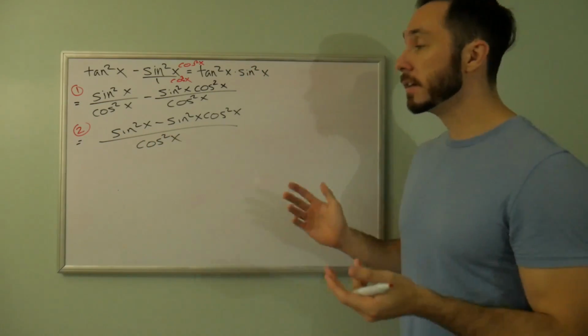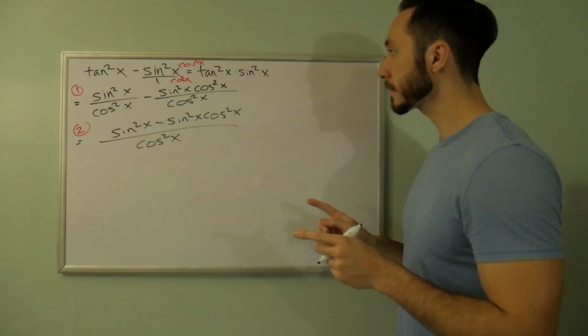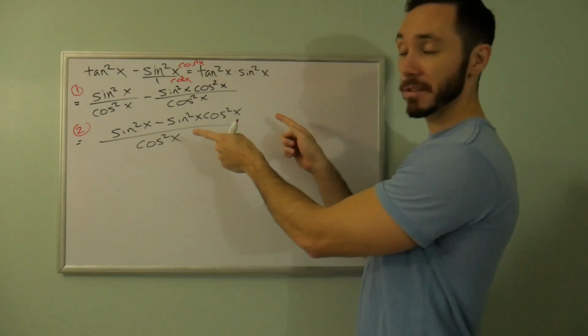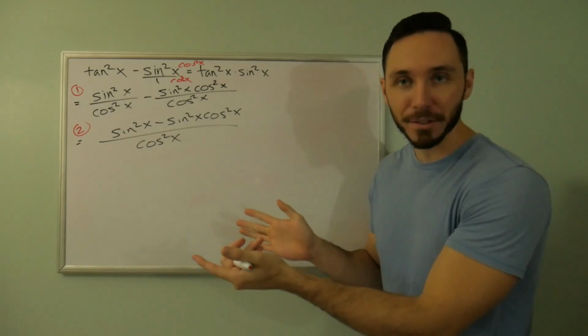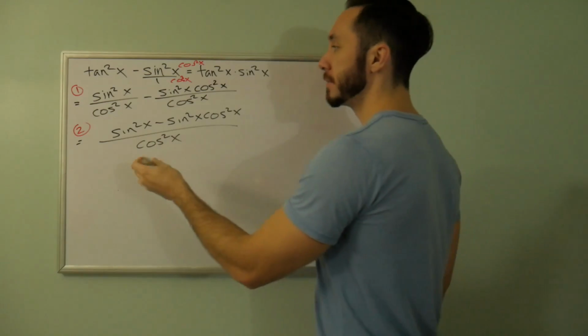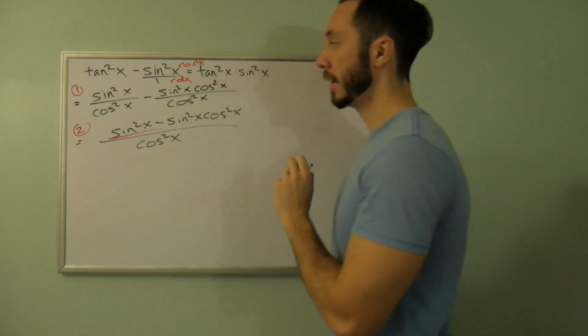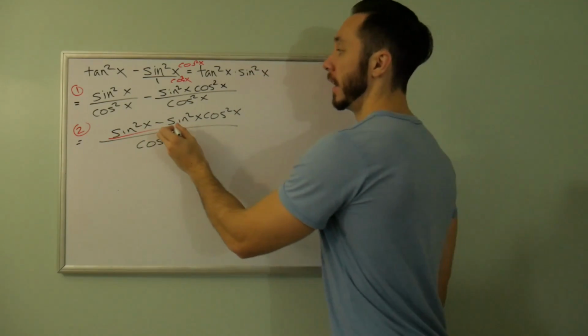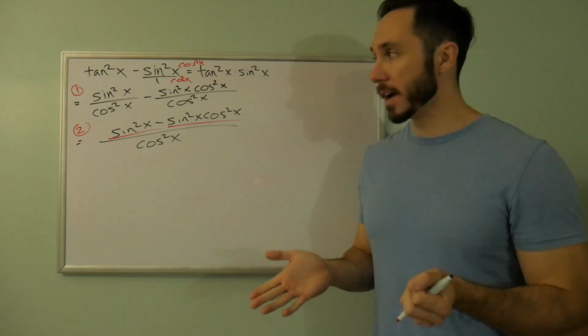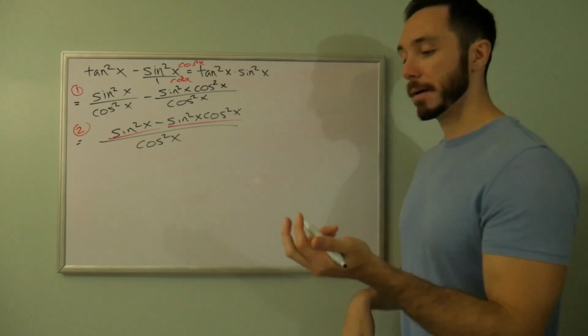I notice I now still have those 2 terms in the numerator, but now they have something in common. Now they both have a sine square x in common. I can actually factor that out, so at least it kind of looks like we're heading somewhere with this. This one's just sine square x, this one is sine square x times cosine square x, they both have a sine square x. I can factor it out, and maybe that might lead me somewhere.